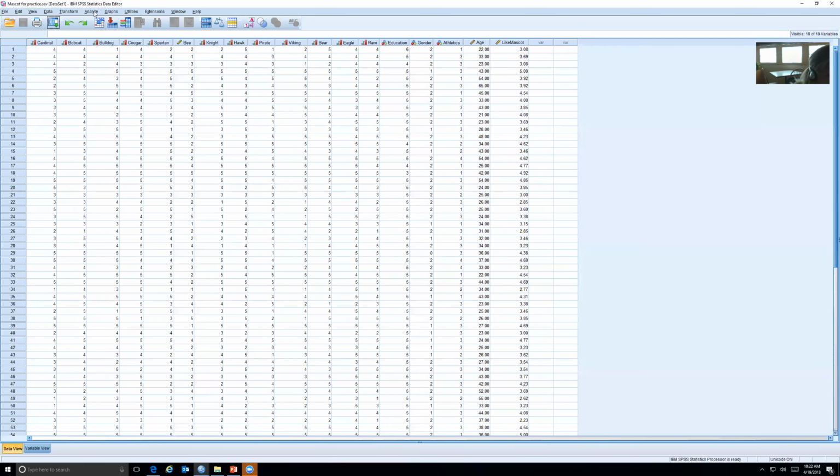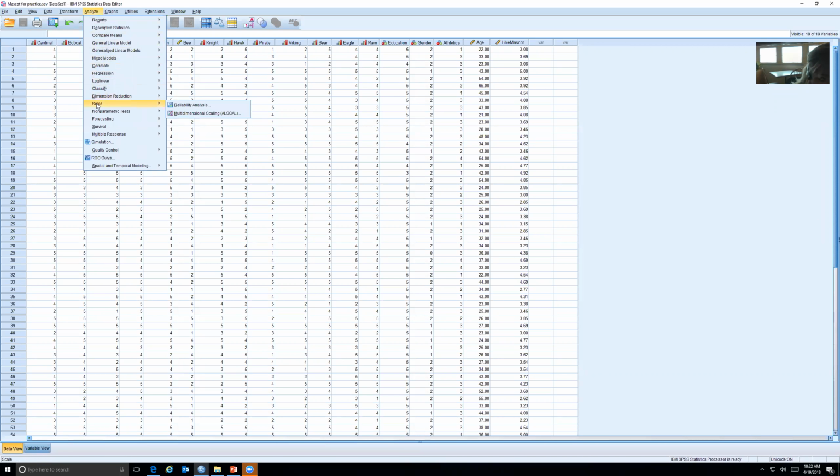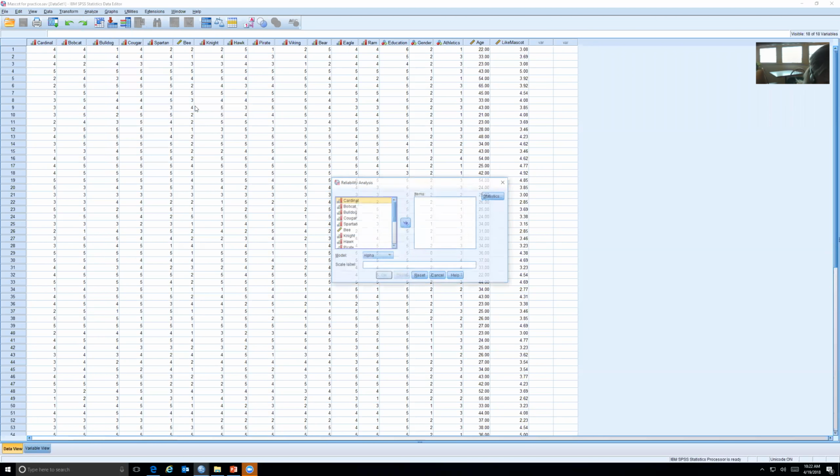So let me go in here to analyze, and I'm going to come down here to scale. And under scale, you'll just have to remember that, sorry, it does say reliability analysis. This Cronbach alpha is one of the most commonly used measures of reliability. And so that's why we're going to use this reliability analysis here. Okay, what we're going to do then: scale, reliability analysis, boom.